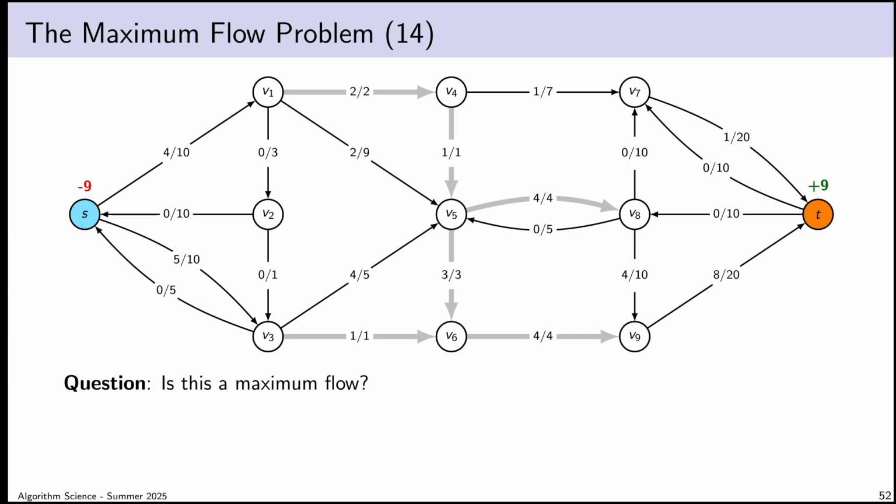I'm also going to spoil that, in fact, this isn't a maximum flow. It seems like it is because the procedure I was trying has capped out. I can't go any further. I can't find any more augmenting paths. But that might just be because of bad luck.